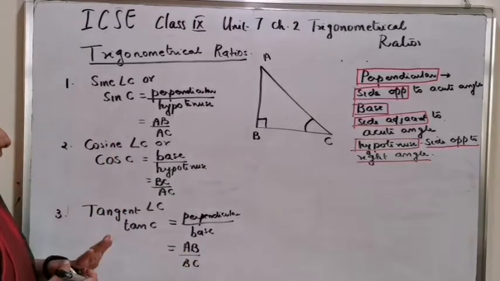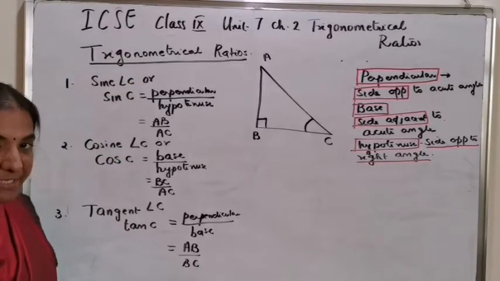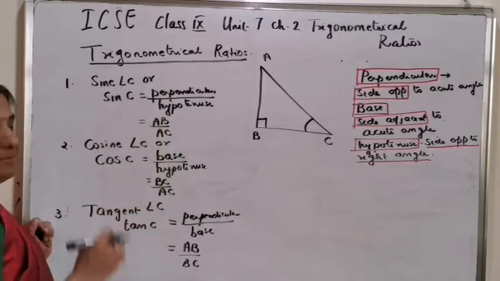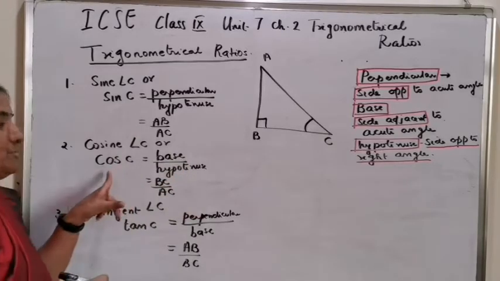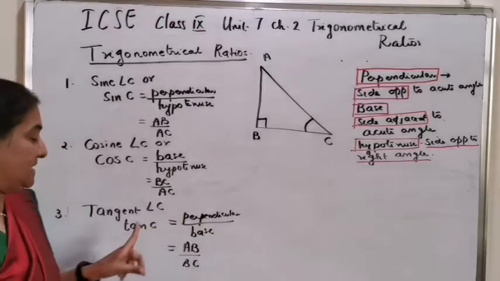And now the relation between sine, cos and tan ratio is, when you see here, perpendicular divided by hypotenuse is sine ratio, base divided by hypotenuse is cos ratio, and perpendicular divided by base is tan ratio.